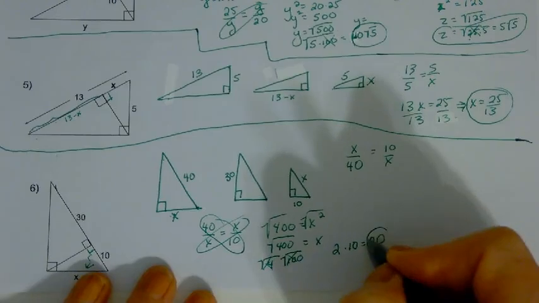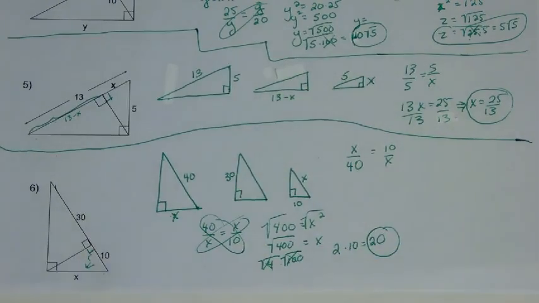Maybe you saw that right away, but if you don't, you can simplify it by breaking it down into other perfect square factors, and then if you need to do it again, you could do it again. But this is a perfect square and this is a perfect square, so I just got 2 times 10.